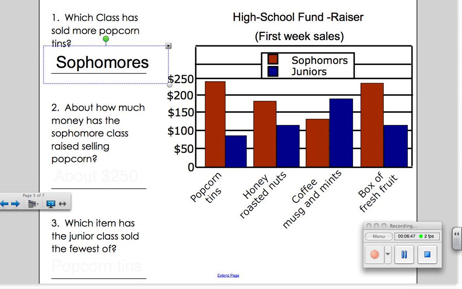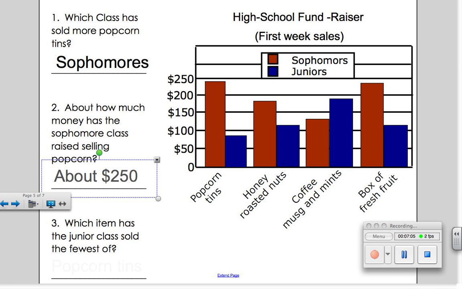Number 2, about how much money has the sophomore class raised selling popcorn? Well, in this question, you have to pay very close attention to the word about. That tells us we do not need an exact answer. So when I look at that bar, I think that it is about $250 because the bar is closer to 250 than 200. And last, which item has the junior class sold the fewest of? So this time we're focusing on the blue bars, and we can see their shortest bar is when they sold the popcorn tins.